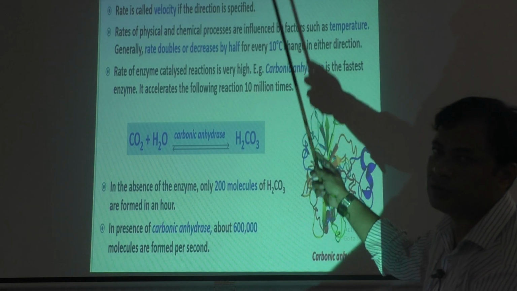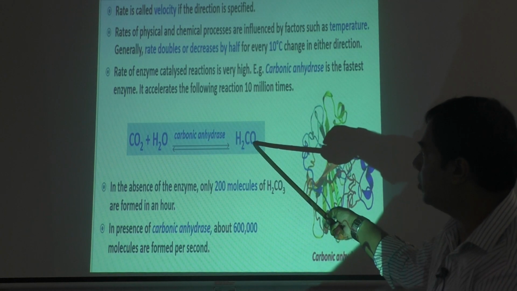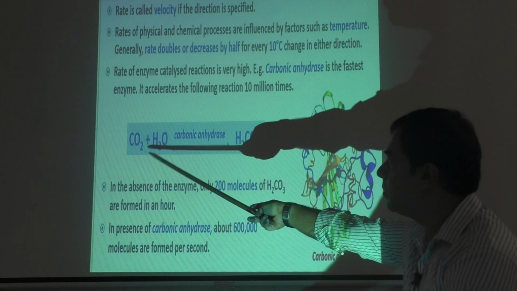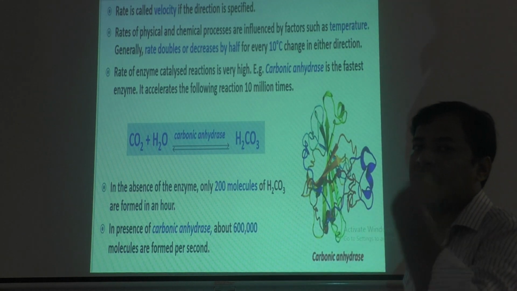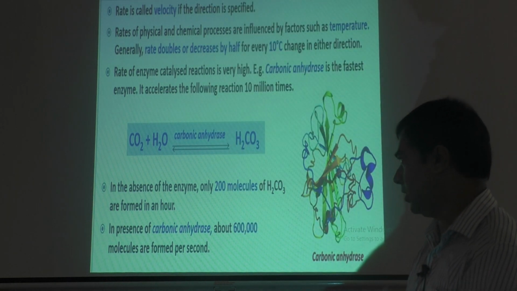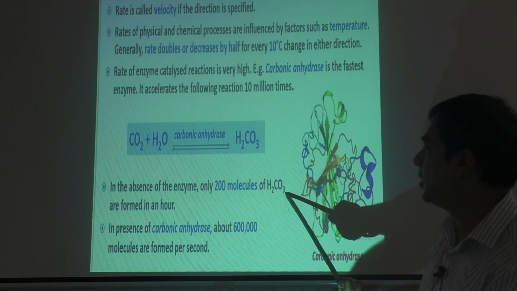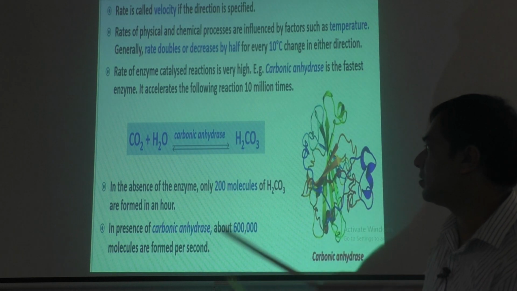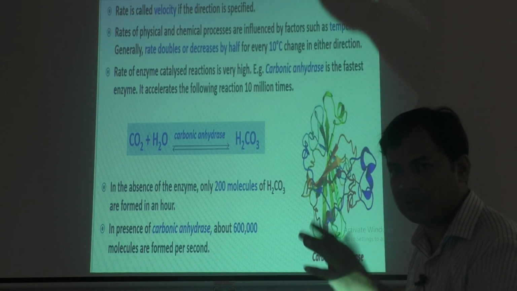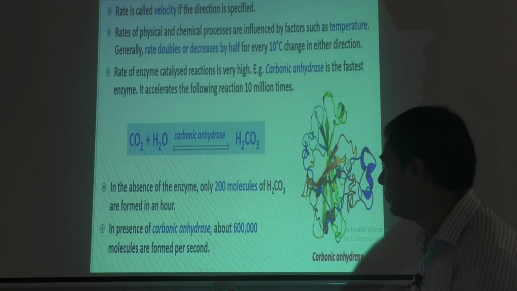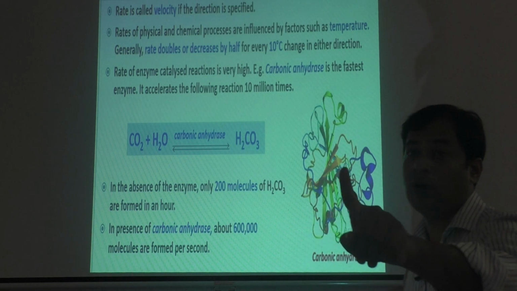Then when carbonic acid goes to the lungs, in the alveoli, the reverse reaction happens. Carbonic acid splits into water and carbon dioxide, and this carbon dioxide goes out of the body through the nostrils. In the absence of the enzyme, only 200 molecules of carbonic acid are formed in an hour. So in 1 hour, without the enzyme also the reaction happens, but very slowly.